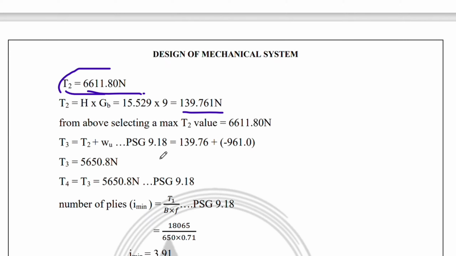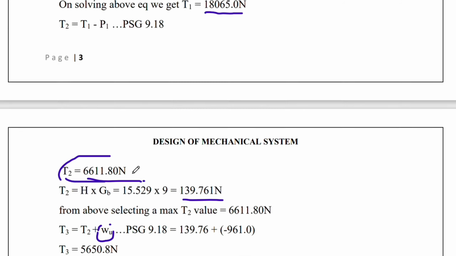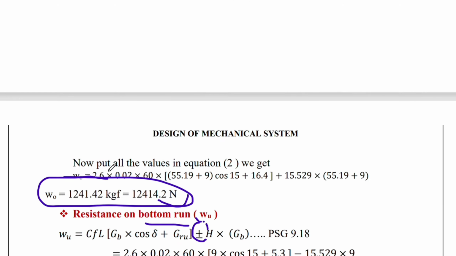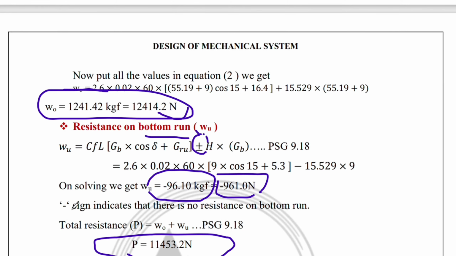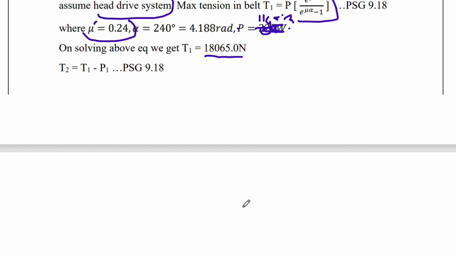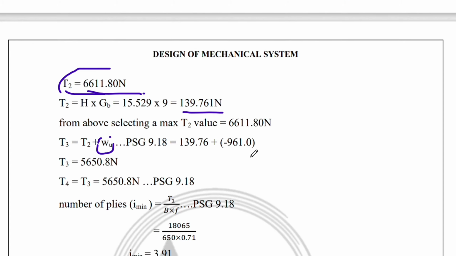This formula is also available on the same page. T3 is equal to T2 plus WU. The value of T2 is 6611.80, and the value of WU, this WU is for the bottom run. We have found it for the bottom run: W is equal to minus 961 Newton. So substitute it, and you will get the value of T3, which will be 5650.8 Newton.